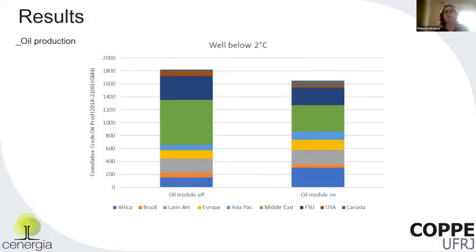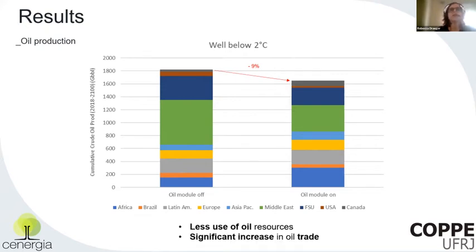And now I will show some results where we compare the model response by turning on and turning off the oil module of COPPE. This is a well below 2 degree scenario, considering a budget of 600 gigatons of CO2. As we can see, the global use of oil resource decreased 9% when considering oil qualities and refinery schemes. It also affects the oil trade between regions. There is a significant increase in the international crude oil markets due to the required exchange for oils of better quality, like light and medium sweet oils, for example.